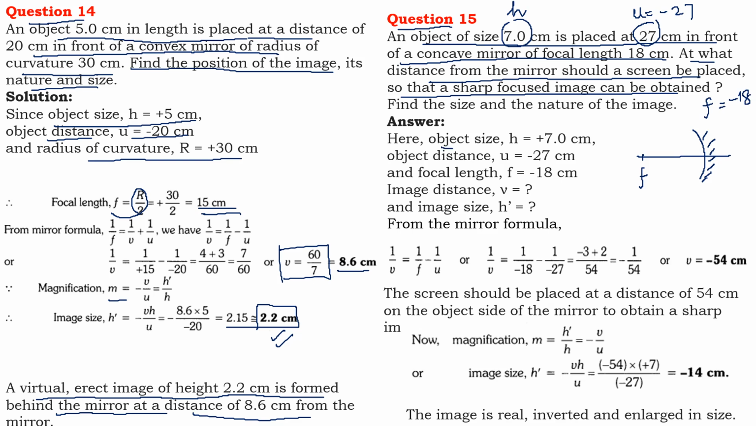So as I told, object size is given as 7, distance u is minus 27, and f is minus 18. Using the mirror formula, we will get the value of v as minus 54 centimeter. The screen should be placed at a distance of 54 centimeter on the object side. Minus 54 means this side only.